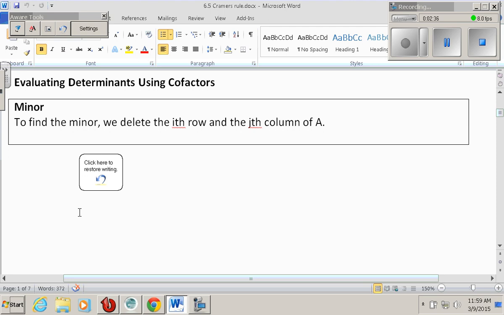All right, so evaluating determinants using cofactors, this is a little bit different. We are going to talk about something called a minor. So for a square matrix we'll call A, we're basically deleting the ith row and the jth column. And I know that doesn't make any sense now looking at it, but it will in a moment, so bear with me.